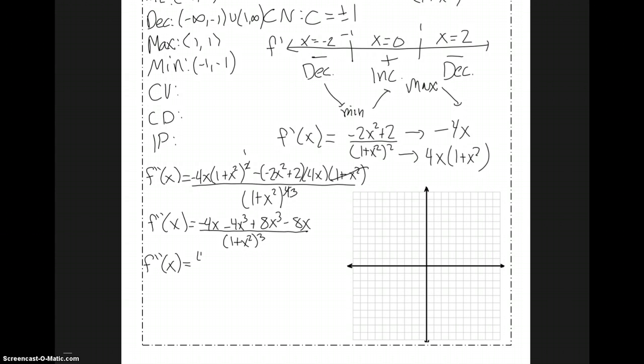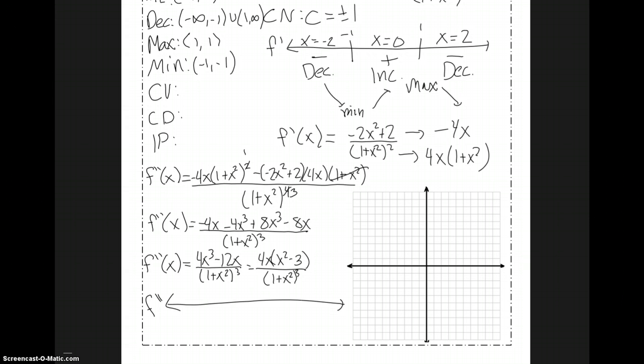So we have a 4x cubed, and looks like a minus 12x in our numerator. Let's factor out a 4x. That leaves me with x squared minus 3. Okay, fence posts for my second derivative.